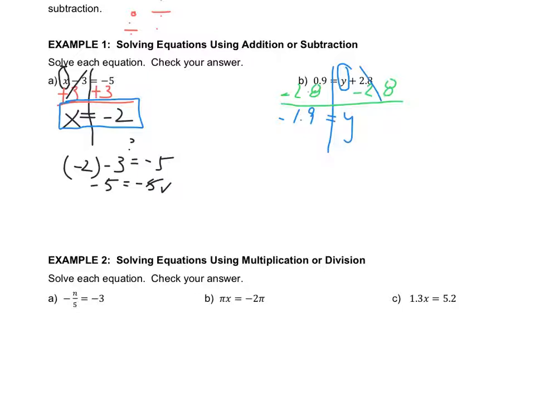Now, there's nothing wrong with this answer. This is a perfectly fine answer. But one of the things we want to get in the habit of is having the variable that is isolated on the left-hand side. So we're going to move it, just flip it, from one side to the other. It is an equal sign, so it doesn't really matter. So both of these answers are correct. We would prefer to have the variable on the left-hand side. So if it happens that it lands on the right, at the last second, just flip it back. So it's y equals negative 1.9.